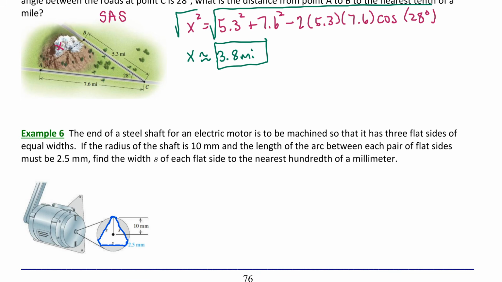It says the radius of the shaft is 10 millimeters, and the length of the arc between each pair of flat sides must be 2.5 millimeters. So the radius of the shaft is 10 millimeters. It's shown on the diagram, but we can also recognize that the distance from the center to the edge of the flat side is also going to be 10 millimeters. So we can construct a little triangle and enlarge it here to work with it. This triangle has 2 sides of length 10 millimeters. Our job is to find the width S of each flat side to the nearest hundredth of a millimeter.